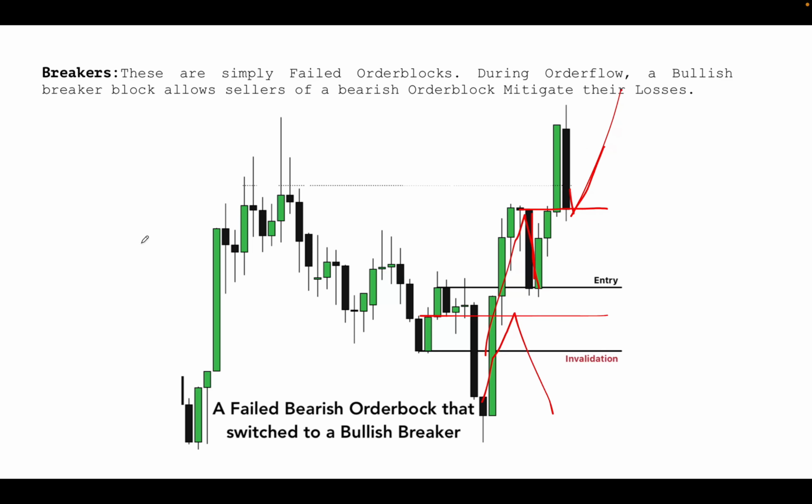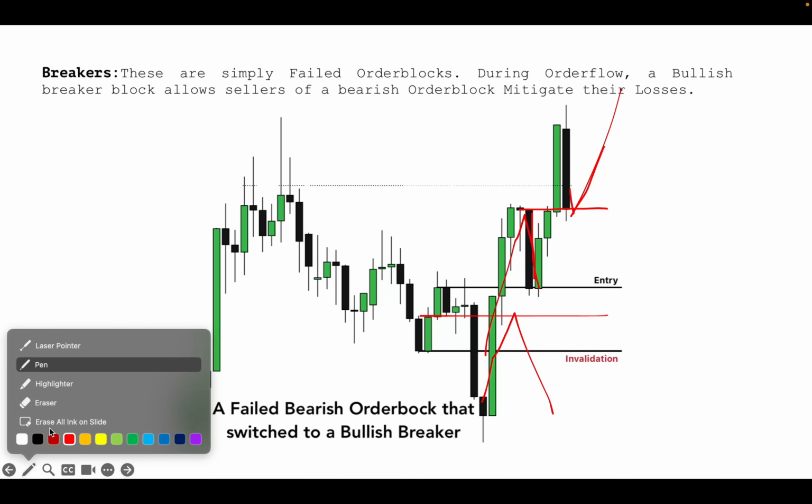So it is a very simple move that you don't need to overcomplicate when trading. Just know that if you are anticipating a high probability order block to work and then it got filled, you can use that order block as a breaker.